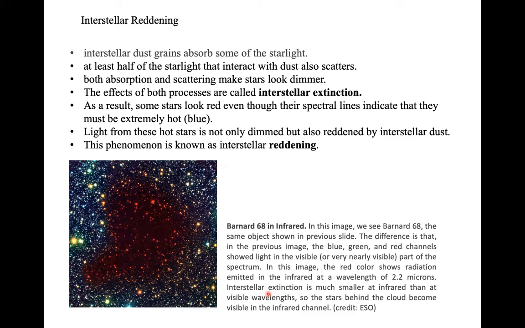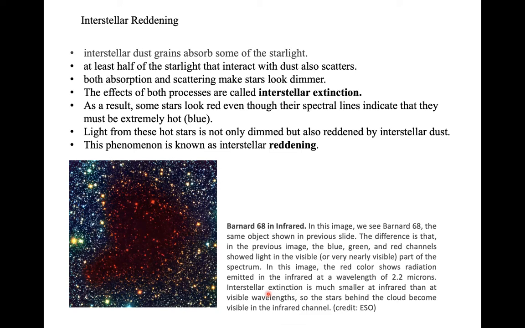So sometimes if you don't do an extinction correction, you may wrongly predict that a star is red, and then you predict something based on that, which is wrong, right? So you have to do this correction because of that. As I have mentioned here, as a result, some stars look red even though their spectral lines indicate that they must be extremely hot or blue in color. Now light from these hot stars is not only dimmed but also reddened by interstellar dust. And when it is reddened, we call this process interstellar reddening, right?